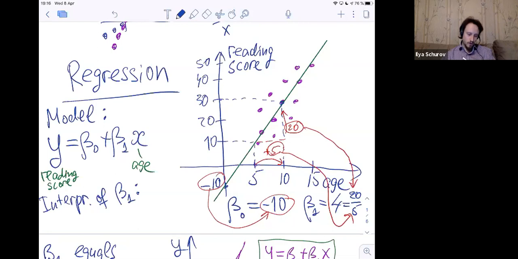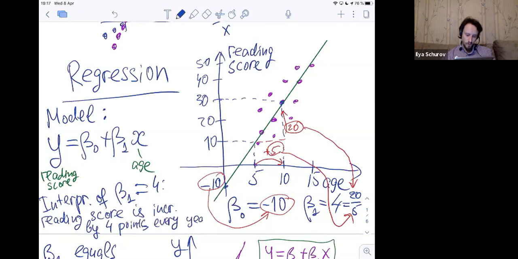We can interpret beta 1 in the following terms. We can say that reading score is increased by 4 points every year on average. Of course, we don't say it about a particular student. In this problem we do not follow some particular students.